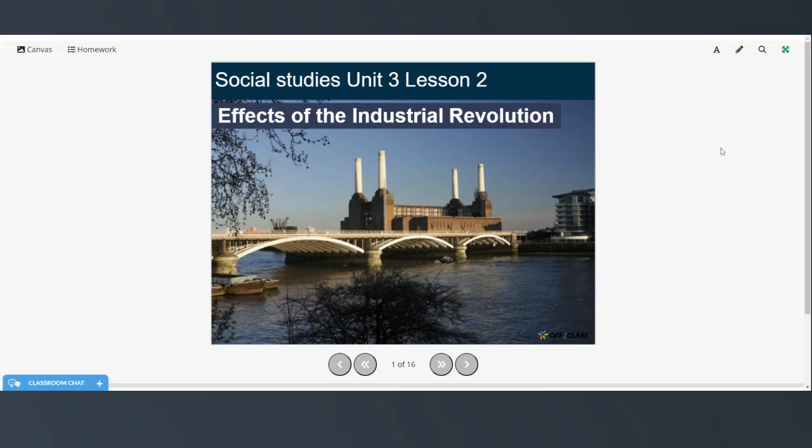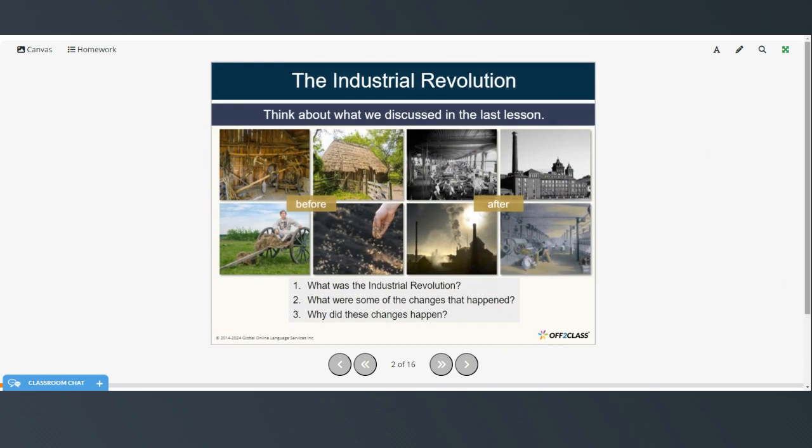This is a B1 level social studies lesson. Today we're going to talk about the effects of the Industrial Revolution. So think about what we discussed in the last lesson. What was the Industrial Revolution? What were some of the changes that happened? And why did these changes happen?